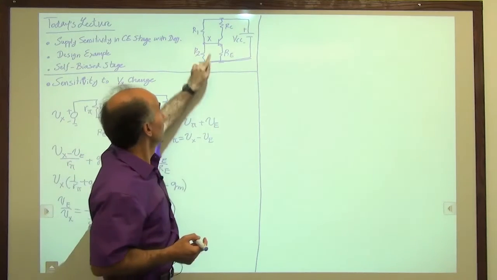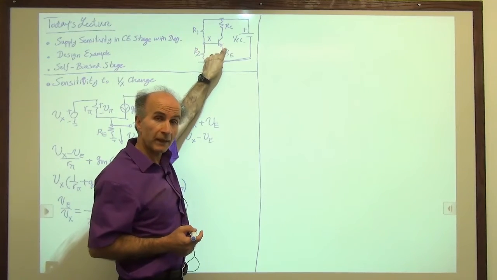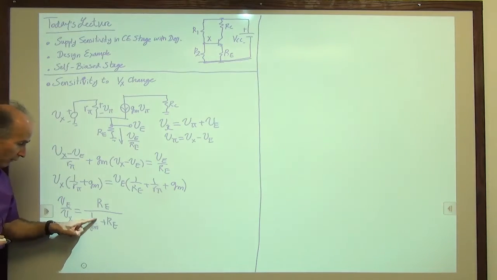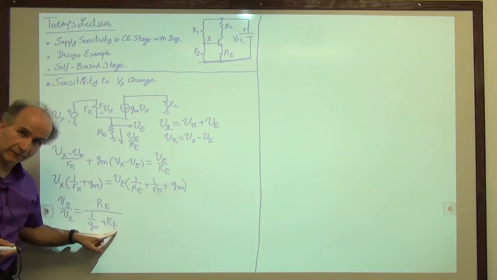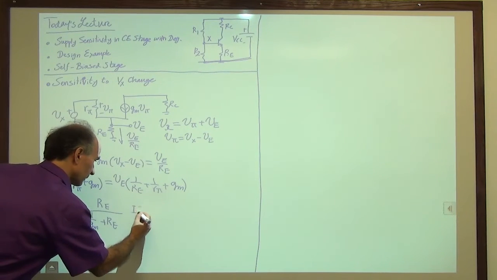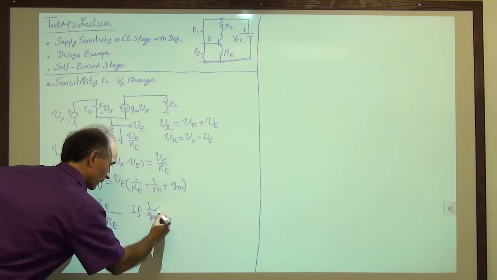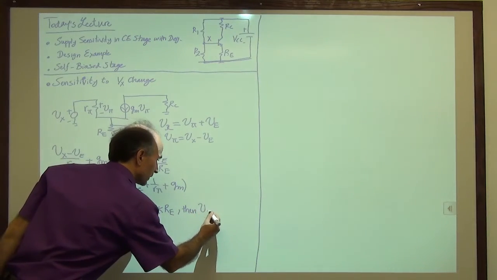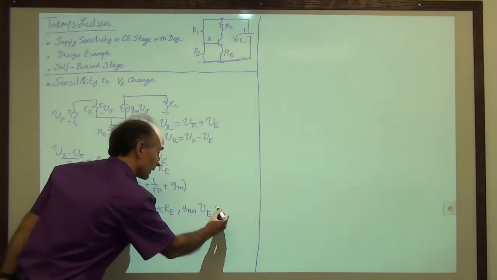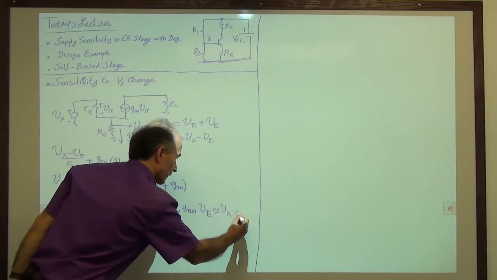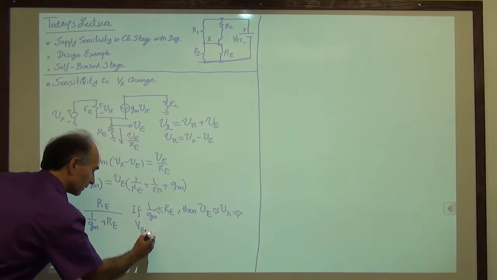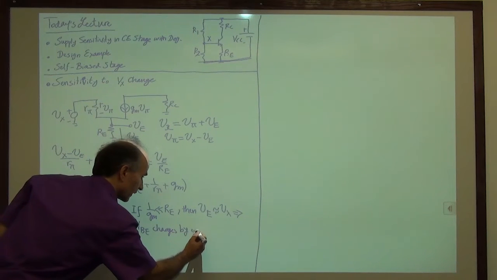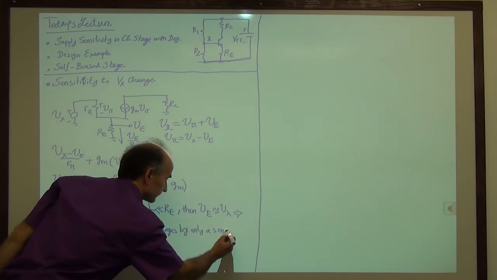And that can happen if when the base goes up by 40 millivolts, the emitter also goes up by close to 40 millivolts. And this says, for that to happen, we should have 1 over Gm to be much less than RE. So we write this. If it just happens that 1 over Gm is much less than RE, then VE, the small signal change in VE, is approximately equal to Vx, and that means VBE changes by only a small amount.